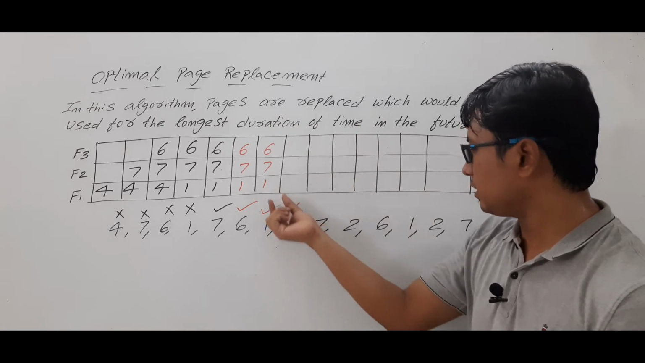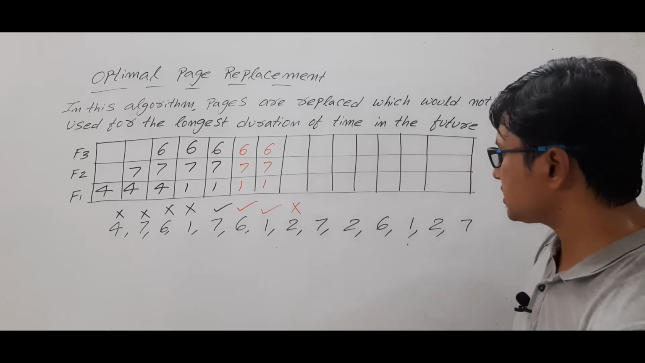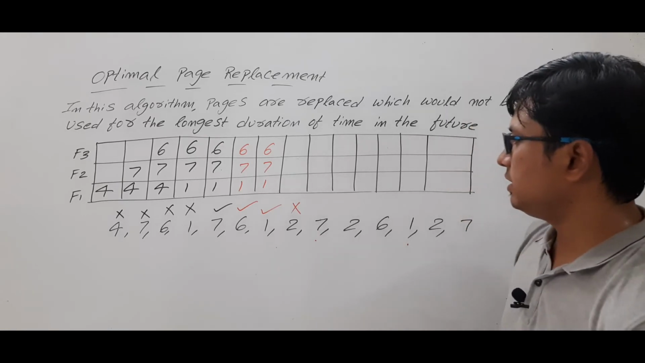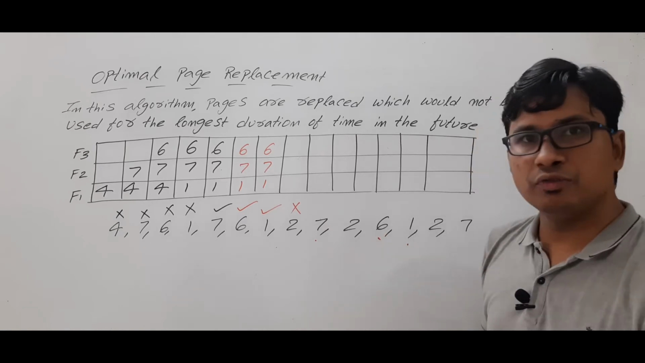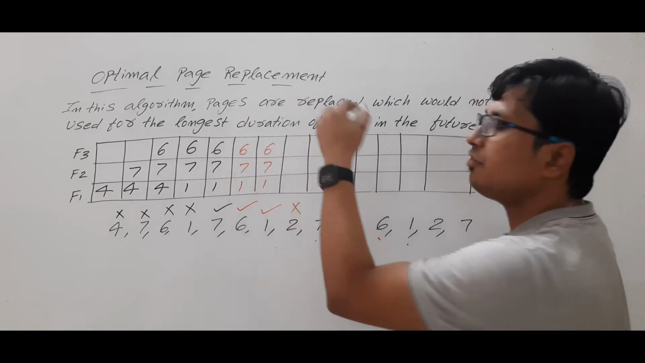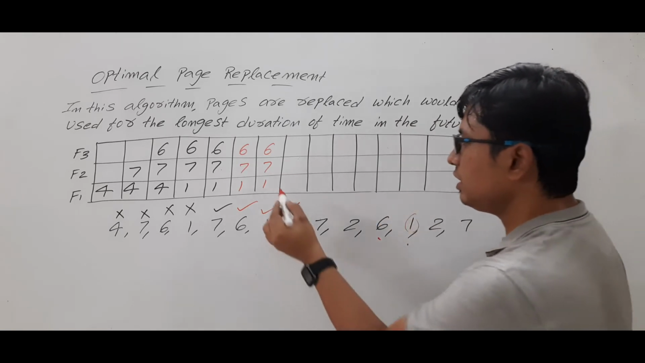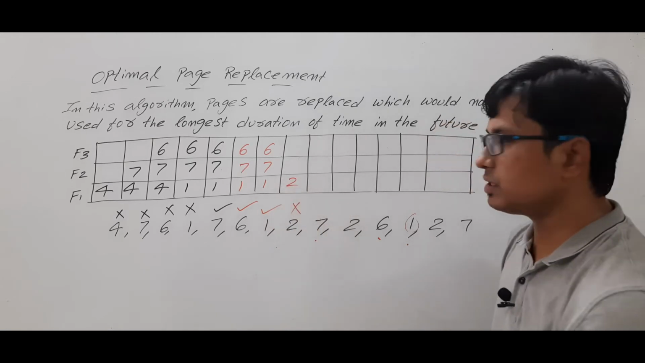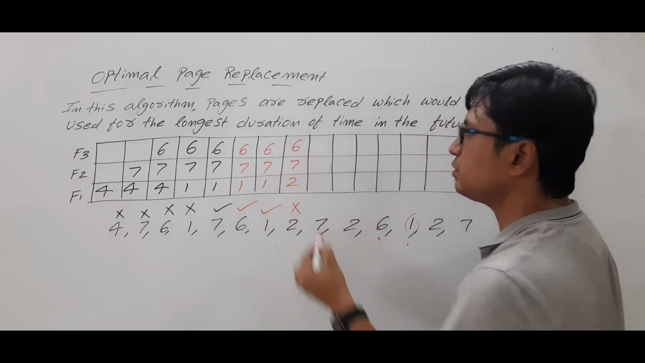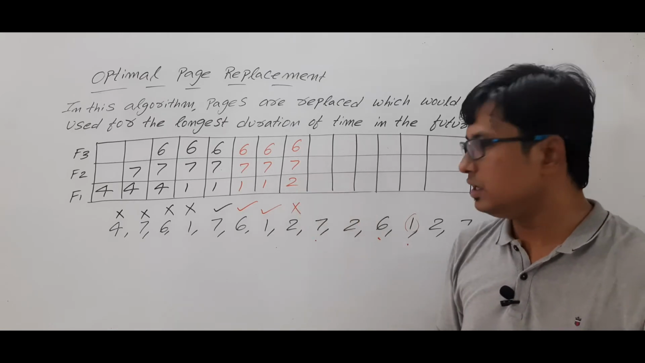Page number 1 will be referred here. Keep it here. Page number 7 will be referred immediately. Page number 6 will be referred here. So which page will be referred after the longest duration? Page number 1. So we will swap out the page number 1 and we will swap in the page number 2. So page number 2, page number 7 and page number 6 are currently available in the main memory.